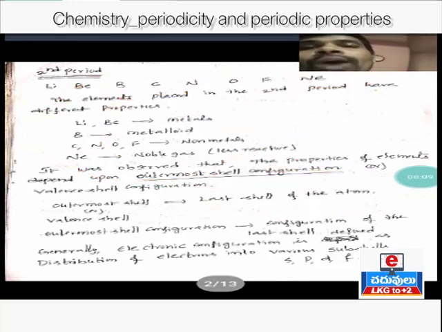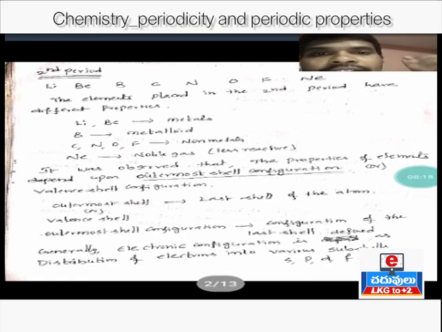Clear? Now, what is outermost shell configuration? Outermost shell configuration means the configuration present in the last shell. Outermost shell configuration here means the electronic configuration, which we will discuss a little later. Just try to understand what outermost shell configuration is. It is also called valency shell configuration.